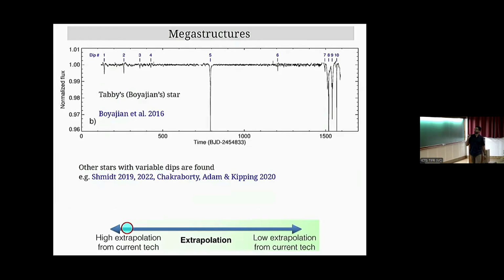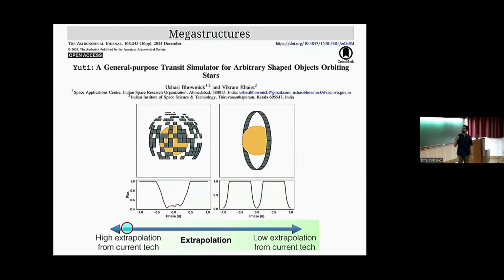This was a paper published almost 10 years ago. This is the famous Tabby's star. You can see the normalized light curve has many weird dips. This was the paper which sparked interest in the community to look for an explanation. One of the explanations was that there is a megastructure revolving around it. People also tried to find other stars, and similar stars have been found in a couple of papers. So this is what we decided to work on.